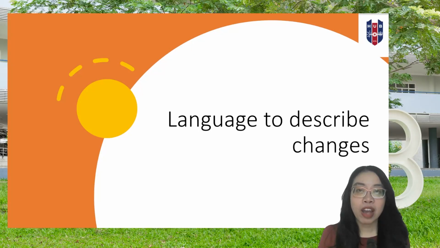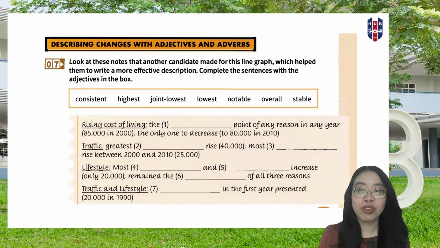In order to write an effective description for the graph, you should be able to use the language to describe changes effectively. So, in order to practice, let's take a look at exercise number 7 here. Can you try to complete the notes here about the graph with the words in the box? I shall give you a moment to take a look.